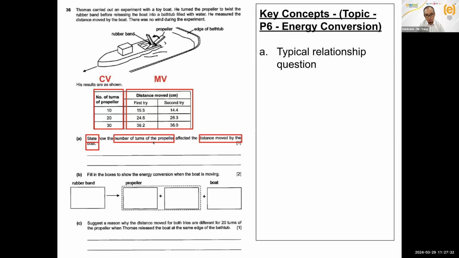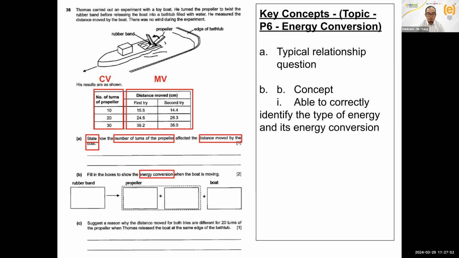All right, and then part B, fill in the boxes to show the energy conversion. So recall, you guys learned in P6 the topic of energy conversion. In the rubber band, what is the type of energy? In the propeller, what is the type of energy? And then the boat, what is the type of energy? So you must be able to identify the correct type of energy and be able to state the energy conversion from what energy to another energy. Remember, we recall that energy can neither be created nor destroyed, but it can only be converted from one form to another. You guys learned this concept when you studied the topic on energy conversion.